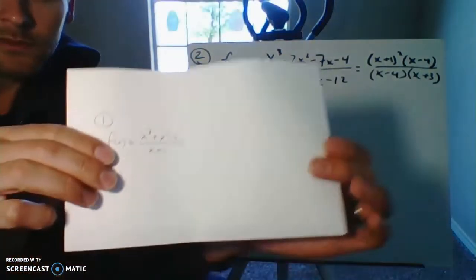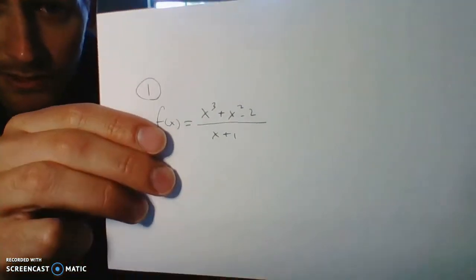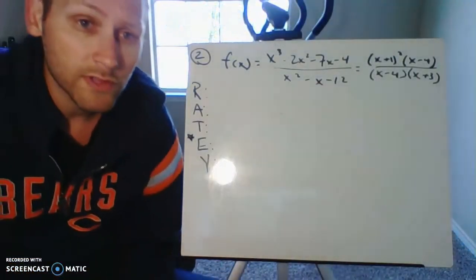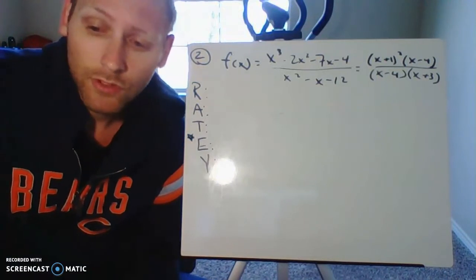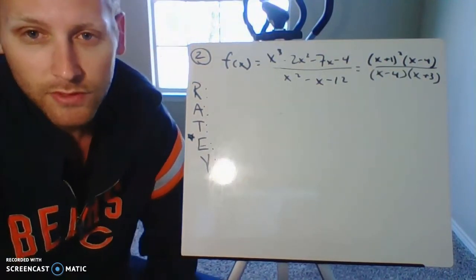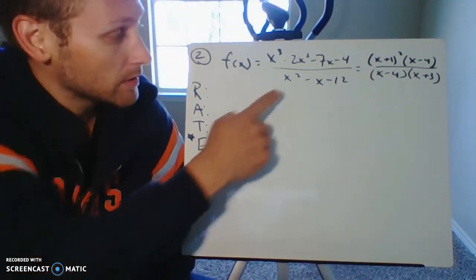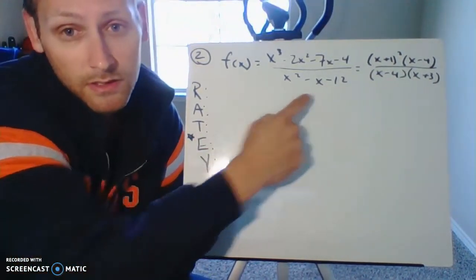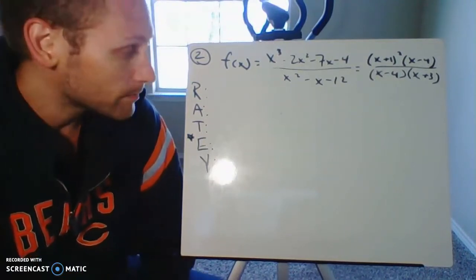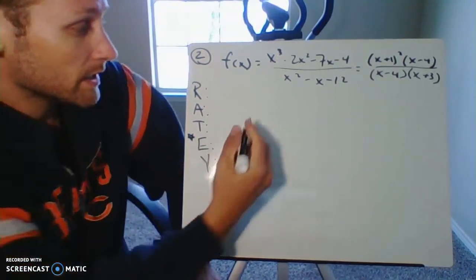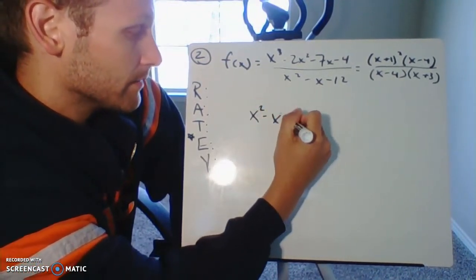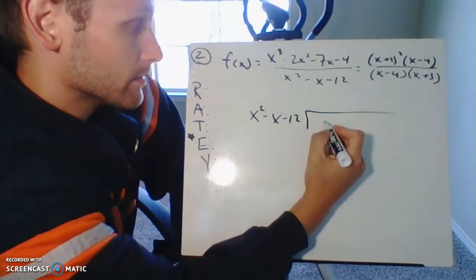If you look at the first one, it had a degree of 3 on top and 1 on bottom. With that linear on the bottom, you could use synthetic division, which I think is easier and most people do too, so I would recommend doing that. But for this one, when you have a quadratic in the denominator instead of a linear, you're going to have to use long division. So let's do that. We're going to take what we're dividing by, put it here, and what we're dividing from right here.